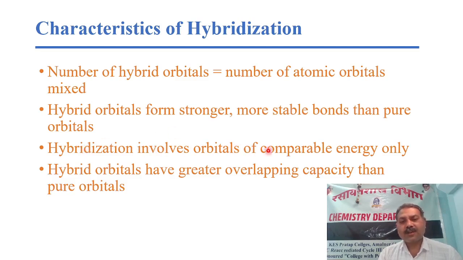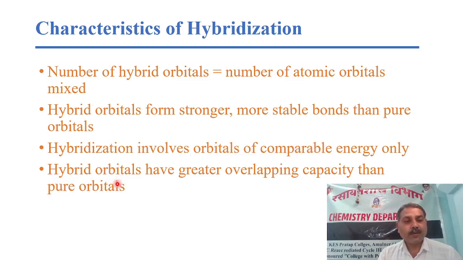Hybridization involves orbitals of comparable energy only. If we hybridize the third energy level, then 3s, 3p and 3d are able to hybridize, having comparable energies. 2s cannot be hybridized with 3s or 3p orbitals, that is, hybridizing orbitals must have comparable energy.